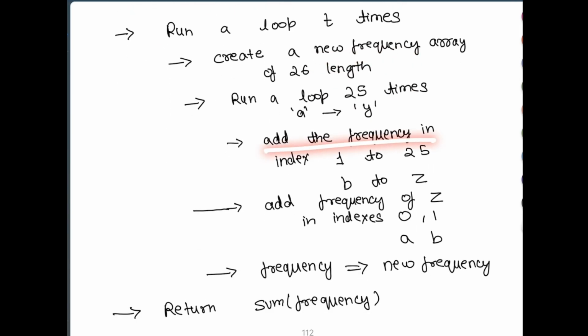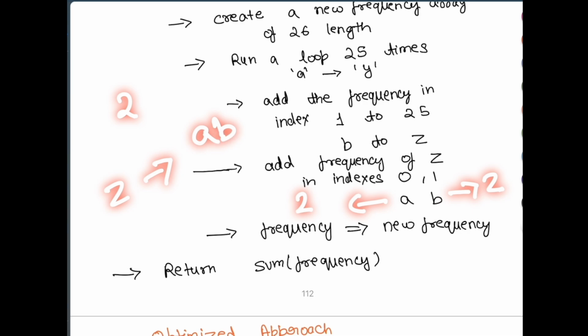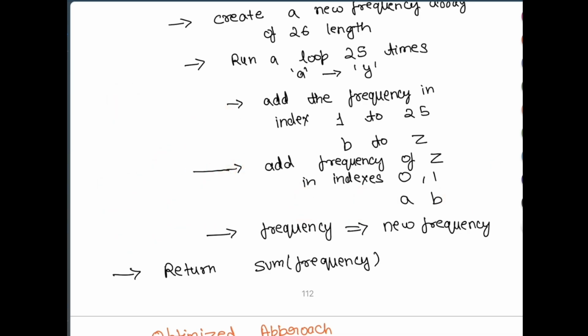Now you need to add the frequency in index 1 to 25, and then when you come out of the loop which runs 25 times, you will do the processing for character Z. For this, you will add the frequency of Z, that is, how many times you have Z, in index 0 and index 1, because every Z will be replaced with AB, right? So if you have two Z's, now you have two A's and two B's, because the first Z becomes AB, the second Z becomes AB. So you are going to add the frequency of Z in index 0 and index 1.